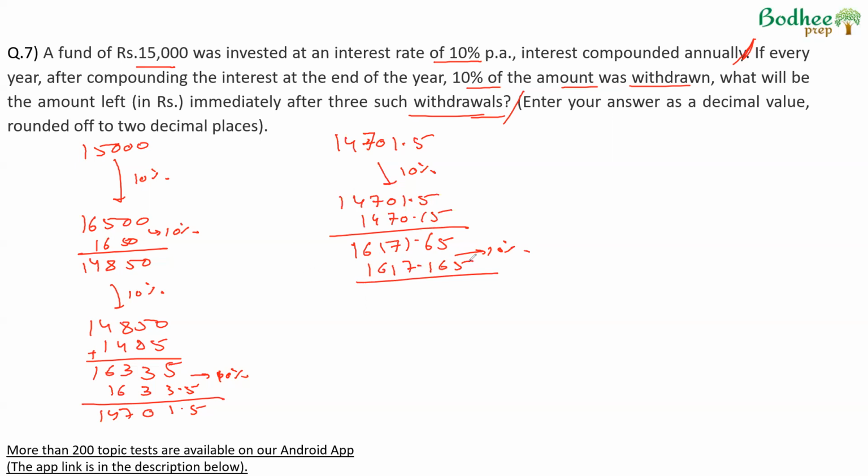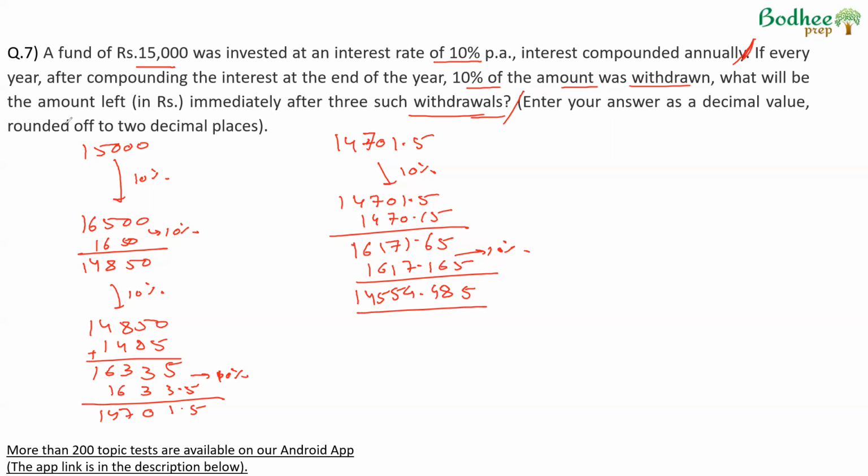So if we take the difference here, we will get 14554.485 is what will remain.